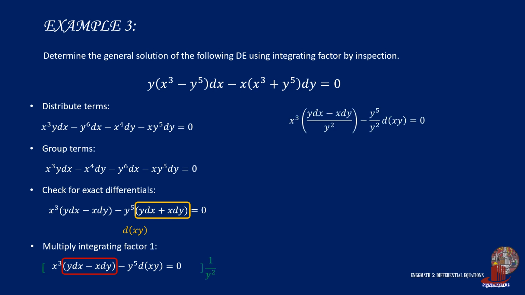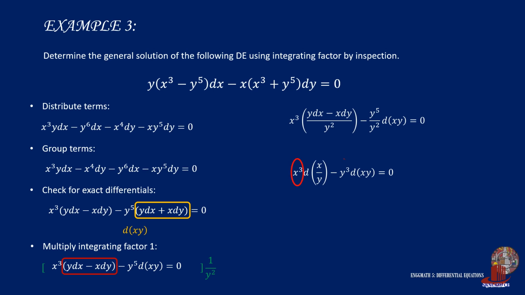over y squared. So the resulting equation will be x cubed times the quantity y dx minus x dy all upon y squared minus y to the fifth power all over y squared times the derivative of xy is equal to 0. At this point, we completed the exact differential in the first term, so we can write the equation as x cubed times derivative of x all over y minus y cubed times the derivative of xy is equal to 0.